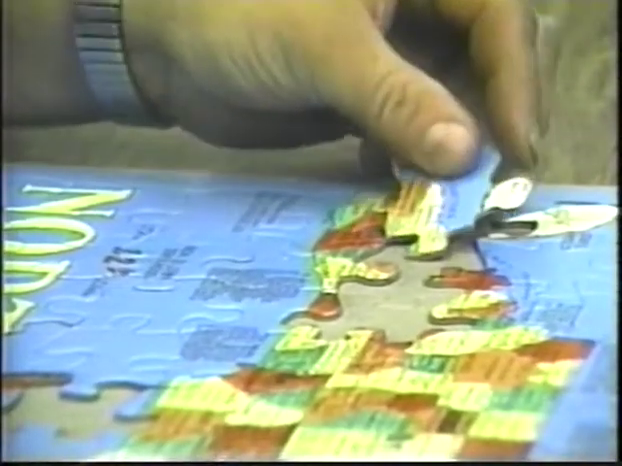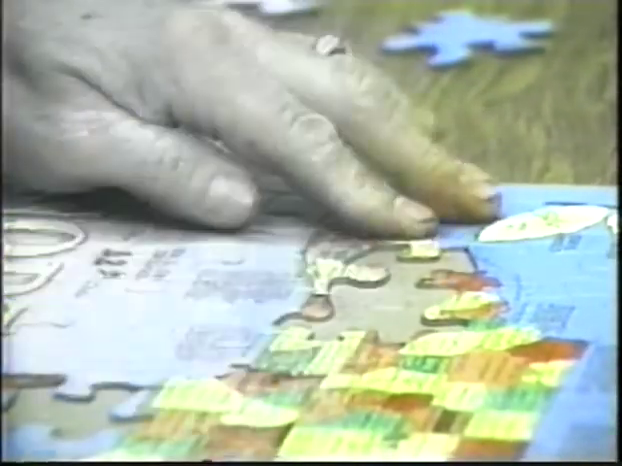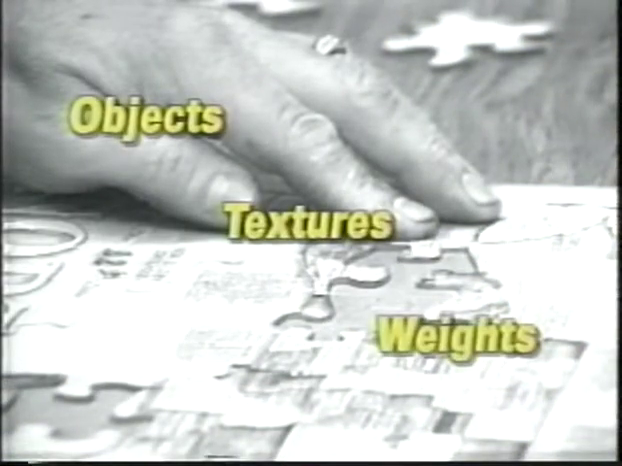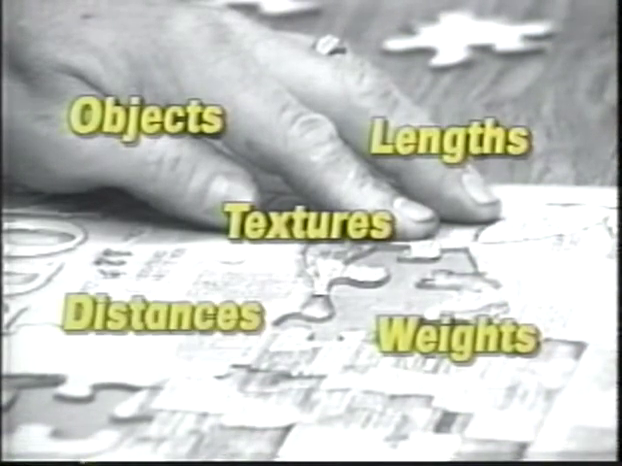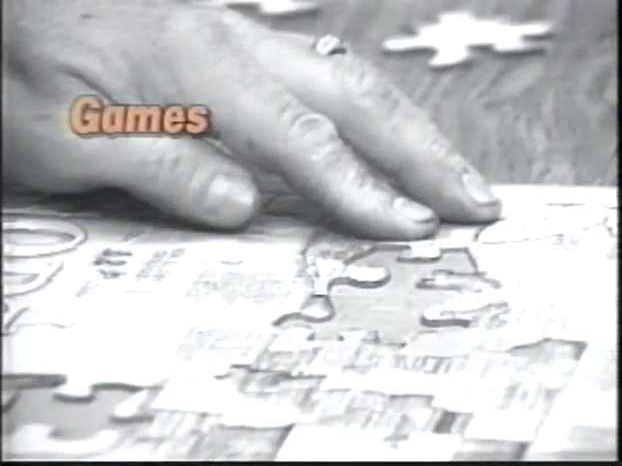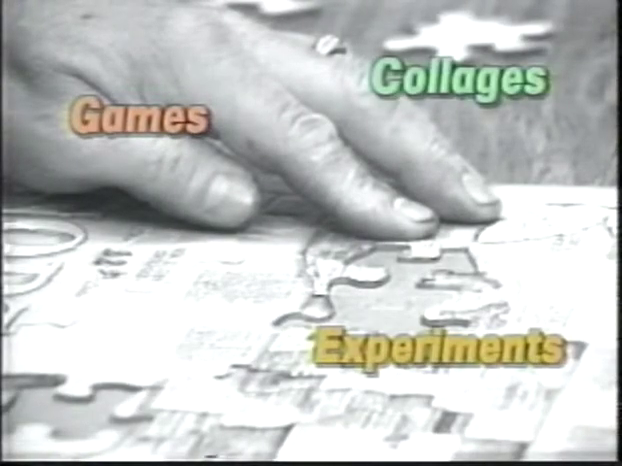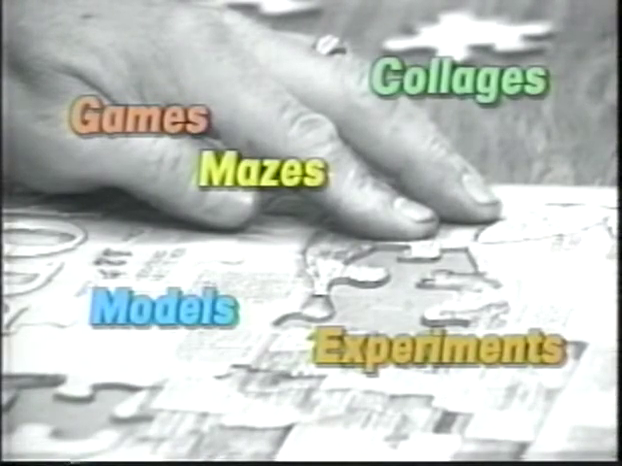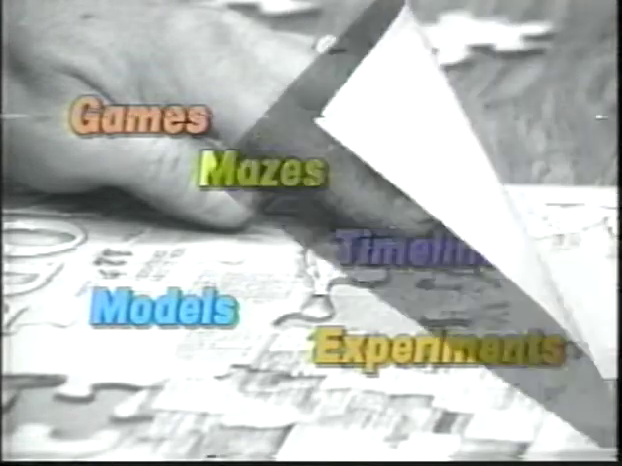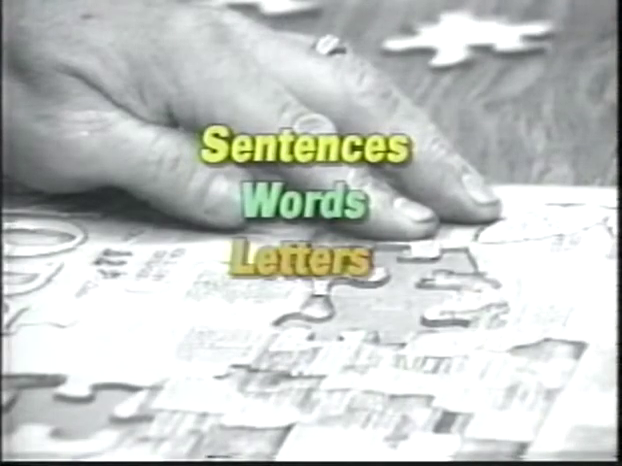Tactile kinesthetic students touch and feel objects, textures, and weights. They measure lengths and distances. They play games and do experiments and make collages, mazes, models, and timelines. They copy sentences, words, letters, and shapes.